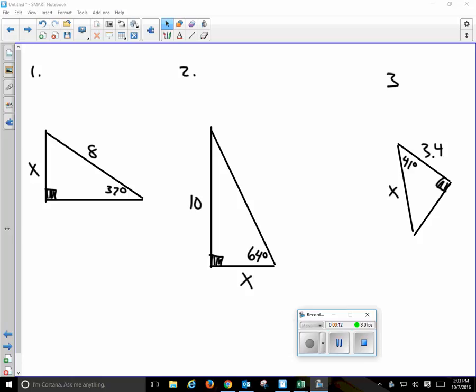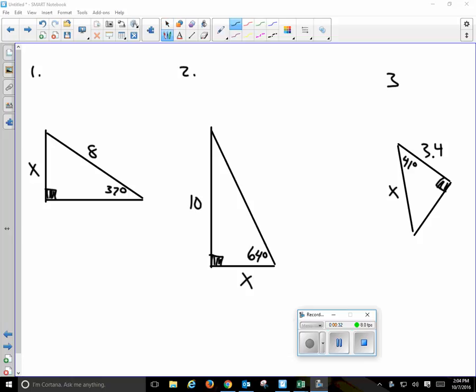The objective today and yesterday was that we're able to solve right triangles. This is essential. It's going to be a main component of your next test and your final exam. We'll be testing on this information next week.